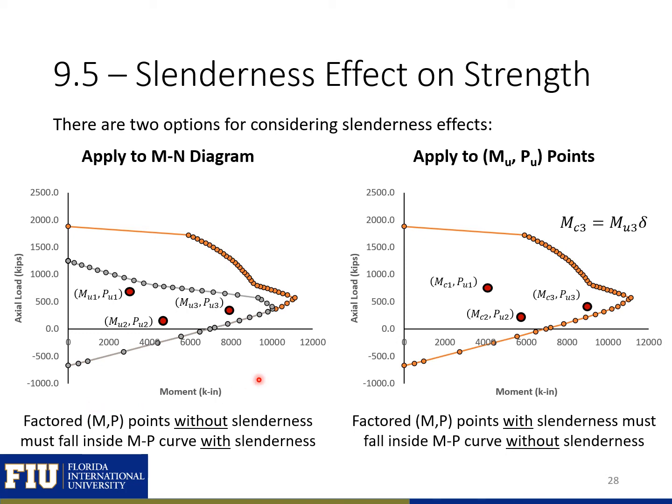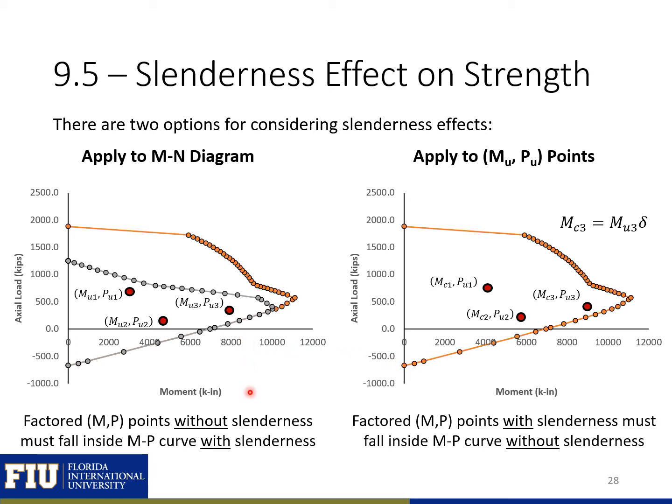The other option is to magnify each of your applied moments. So for each of these MP points, so each load combination, moment and axial load, we need to magnify our moments and make sure that these magnified moments fall within our factored short column moment axial load interaction diagram.